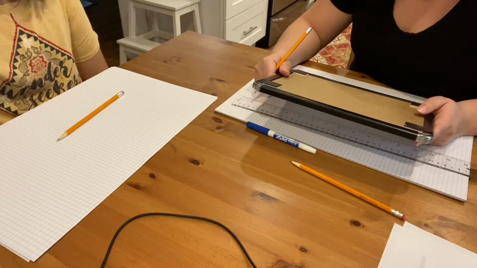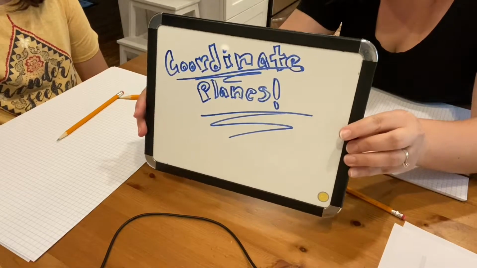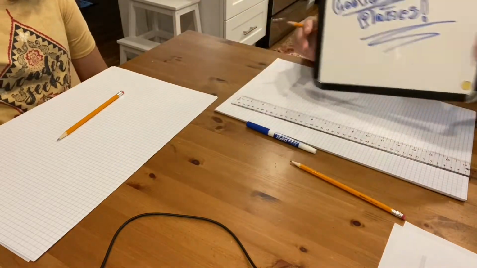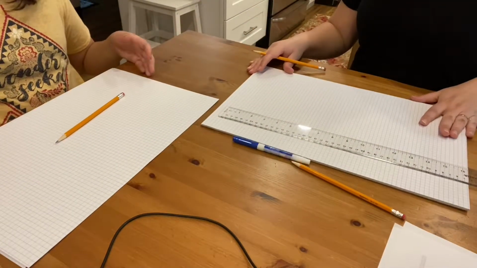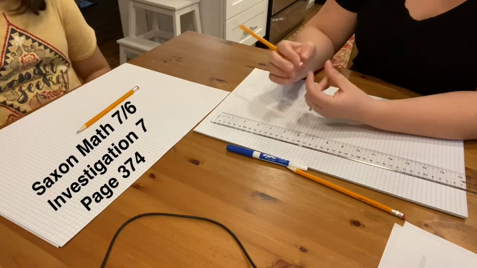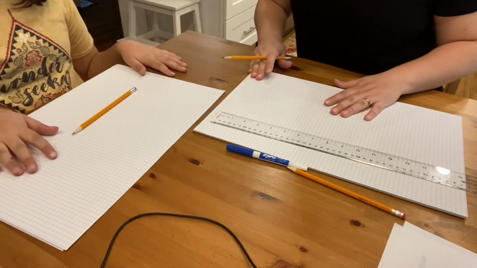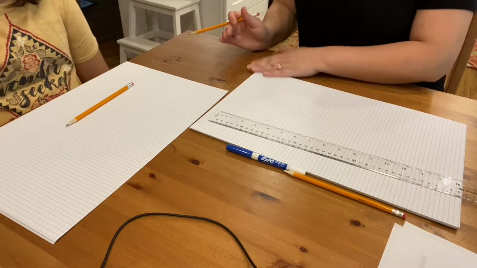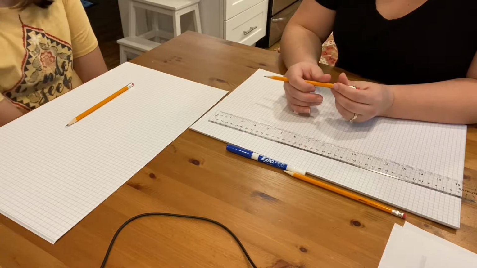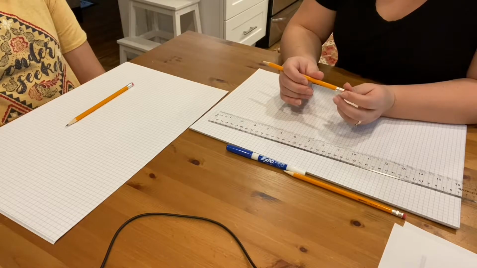Today I am going to show a lesson on the coordinate planes, and Corey is going to help me here. We're going to do it together. This activity is in Saxon Math 7-6, investigation number 7. Focus on the coordinate plane. The coordinate plane was invented by René Descartes. He was a French philosopher and mathematician who lived in the 17th century.